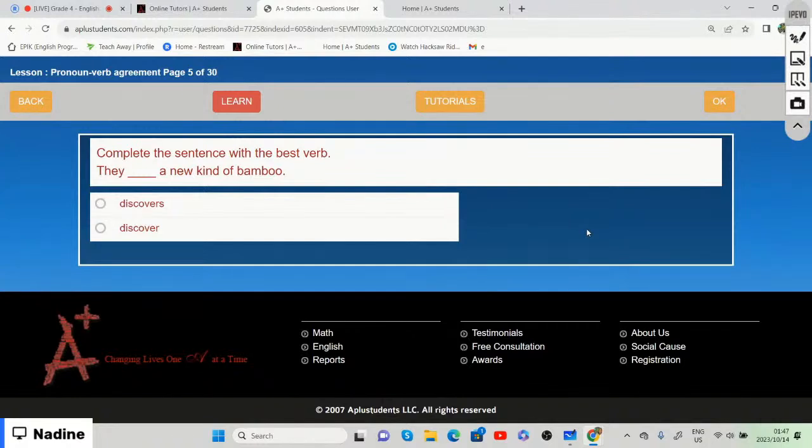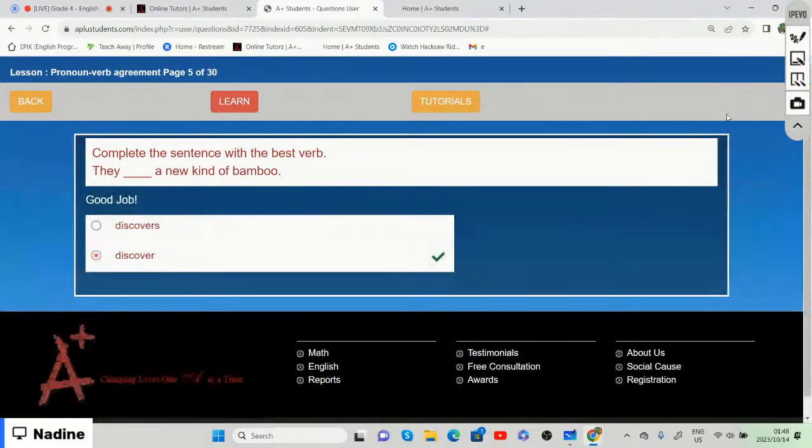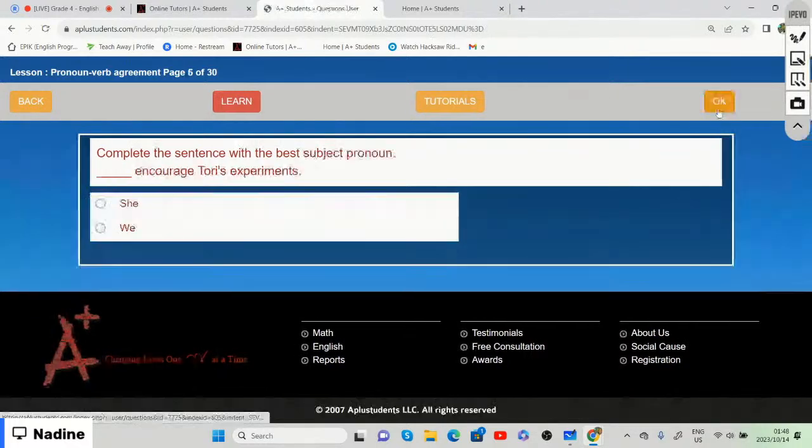Do we say they discover a new kind of bamboo or they discovers a new kind of bamboo? All right, so we can say they discover a new kind of bamboo. So well done.